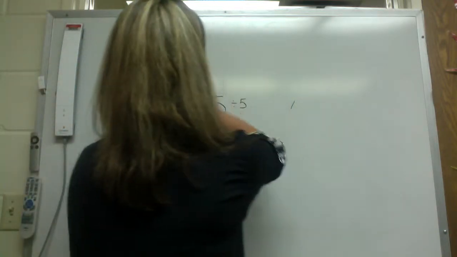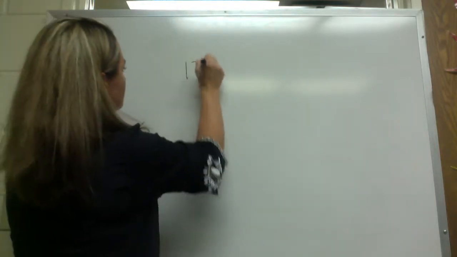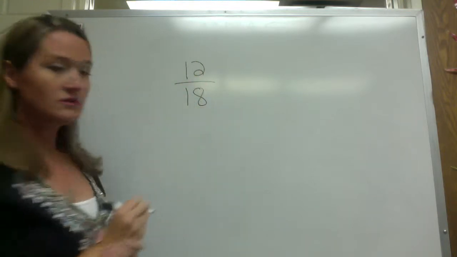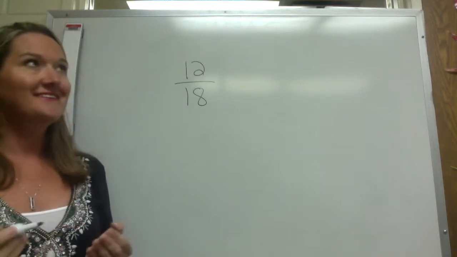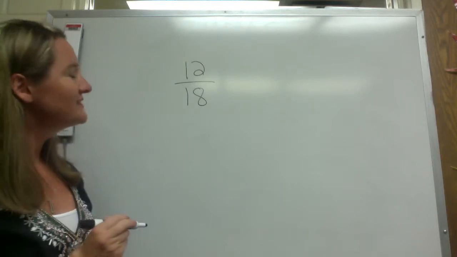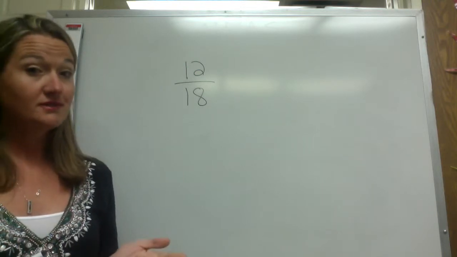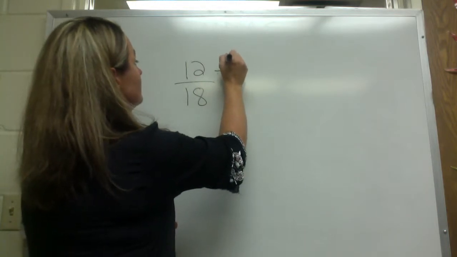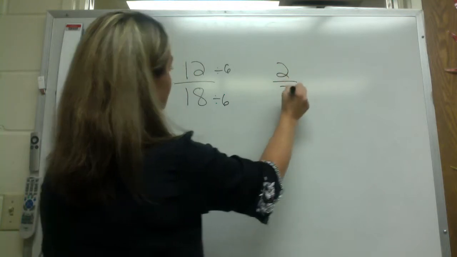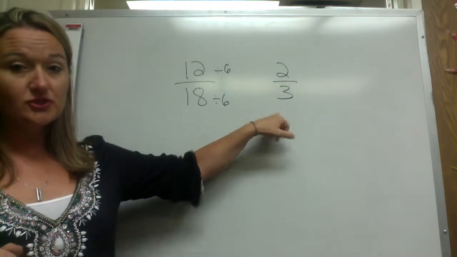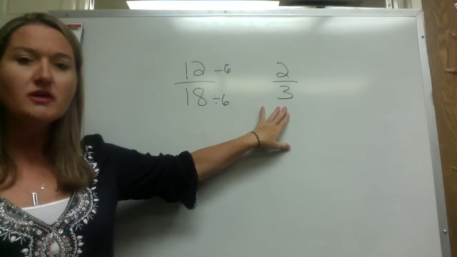All right, let's do a couple more where we're simplifying. 12/18. Let's think greatest common factor. This is the one we just did, wasn't it? What is the biggest number that divides into both? Well, 6, right? So that's going to be 2/3. 12/18 and 2/3 are equivalent fractions. 2/3 is just the simplest form to write that.